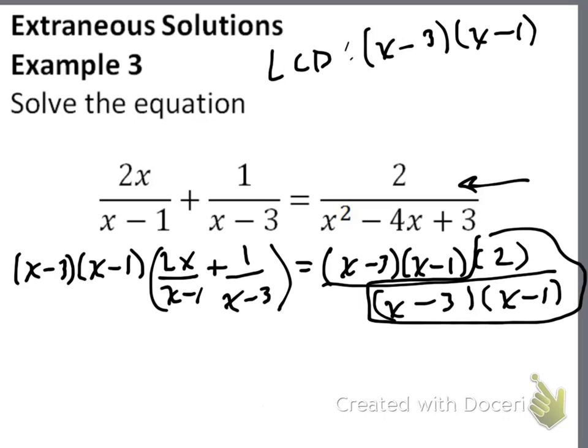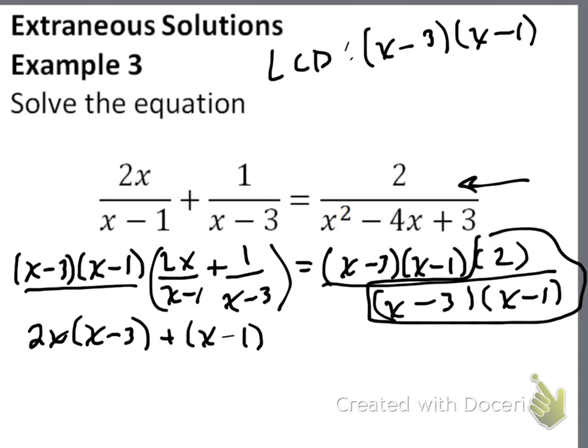Okay, so now I have to multiply x minus 3 times x minus 1 times this first term here. So the x minus 1's cancel, so I'm left with 2x times x minus 3. Multiply all this by the second term, so the x minus 3's cancel, so I'm just left with a positive x minus 1.